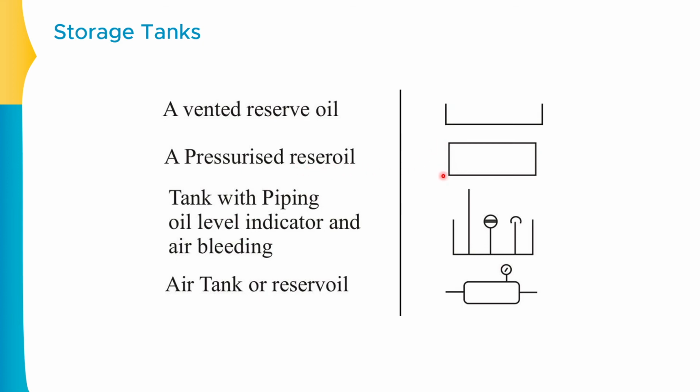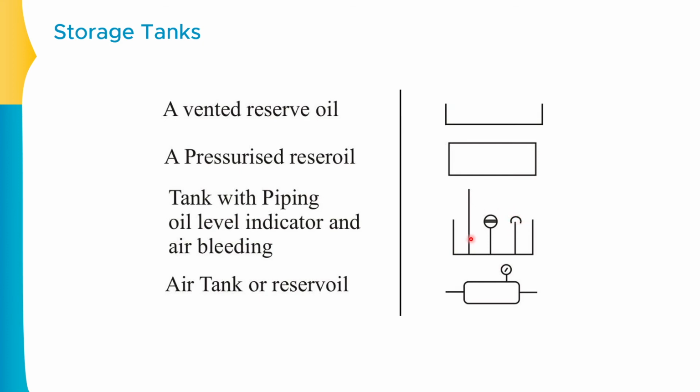Now this specific one is the rectangle symbol. The rectangle symbol represents the pressurized oil reservoir. Third one is the tank with the piping, oil level indicator and air bleeding. Now this is a reservoir symbol. This is the return line. This specific symbol represents the oil level indicator, so this is the fluid level indicator, and this specific symbol is the air bleeding symbol.